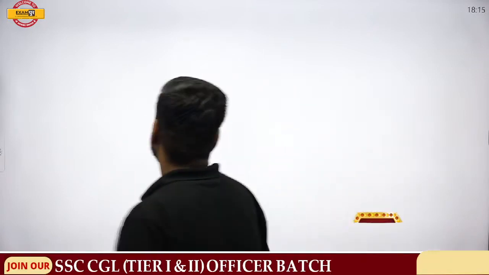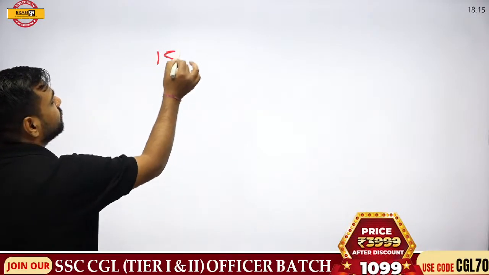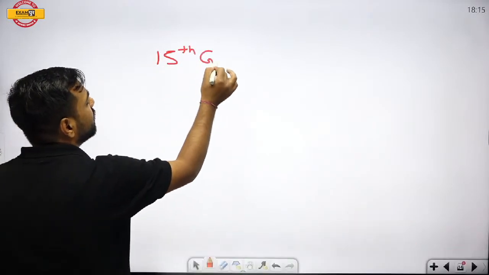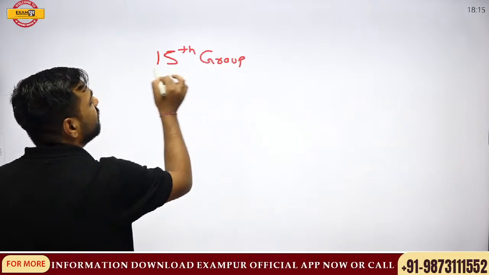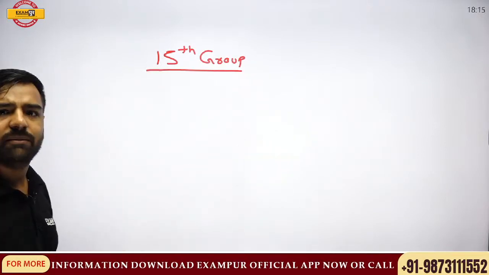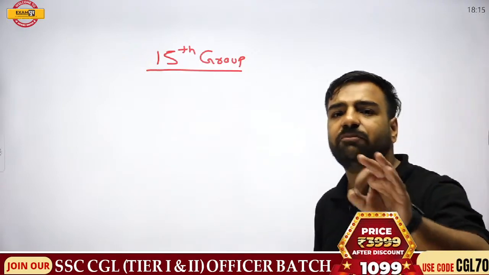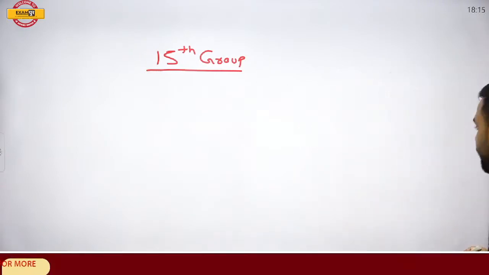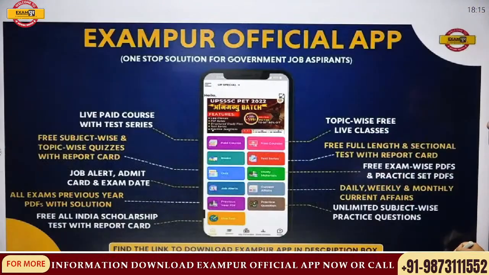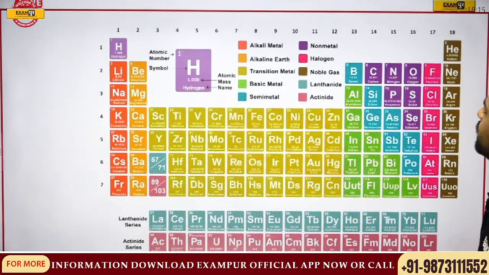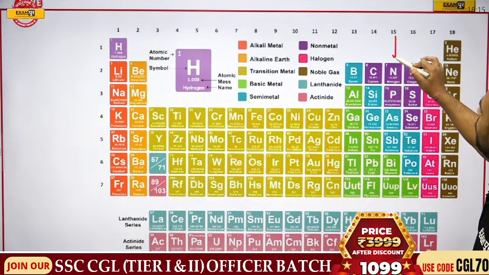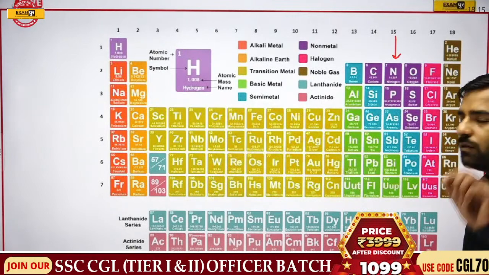Just have a look. If I go with the 15th group, can you give me the name of any particular element? Anyone? Vikramaditya and others, you can even refer to the periodic table. If you want, I can show you the periodic table. Wait. We had the periodic table here, right? Just a second, yeah. So if I go with the 15th group, what is there?